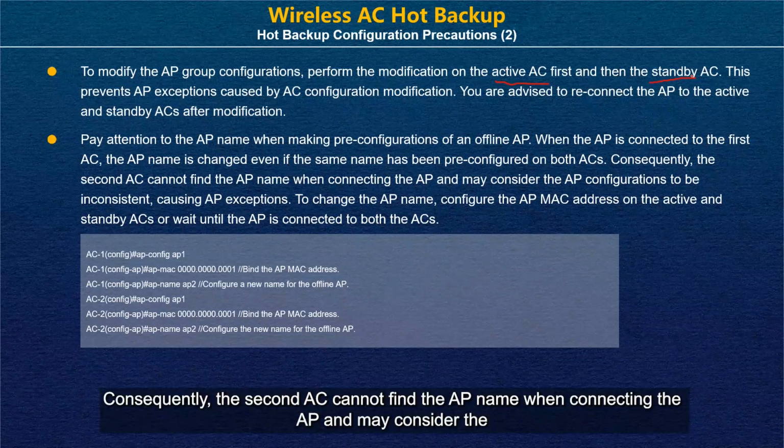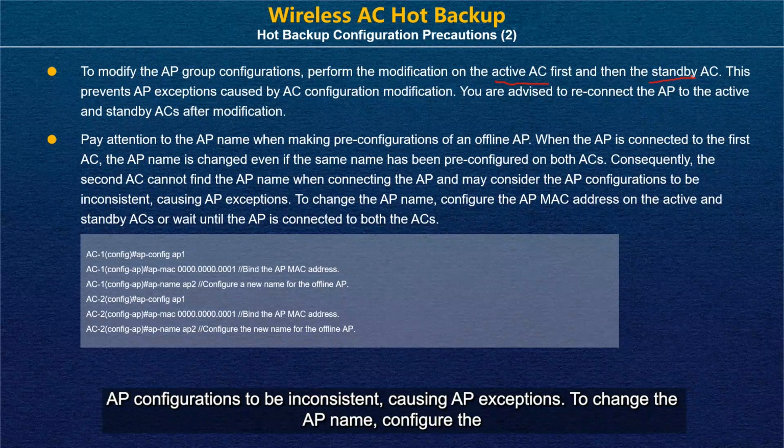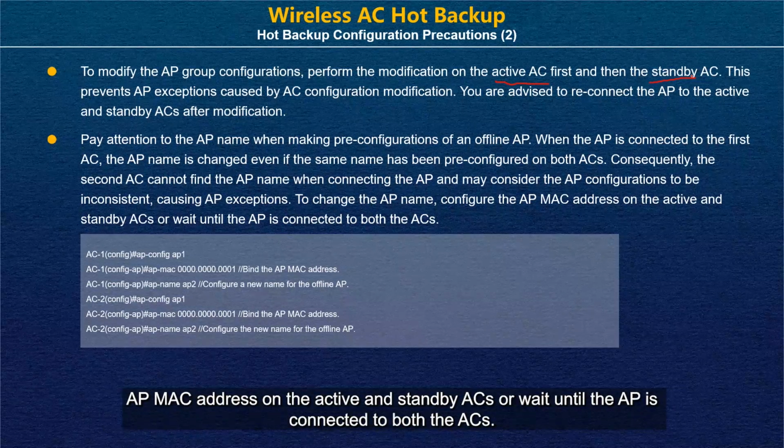Consequently, the second AC cannot find the AP name when connecting the AP and may consider the AP configurations to be inconsistent, causing AP exceptions. So to change the AP name, configure the AP MAC address on the active and standby ACs, or wait until the AP is connected to both the ACs.